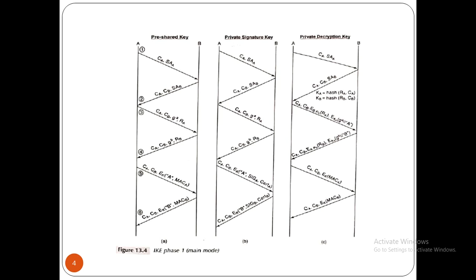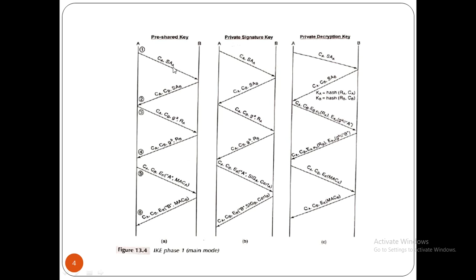Here the cookie computed by B, which I denote as CB, is a cookie created by B, and it is sent in message 2. So first, if A is the initiator, it will send its cookie. Then there is another variable, the security association with respect to A. Since the message is from A to B, I can write it like this.